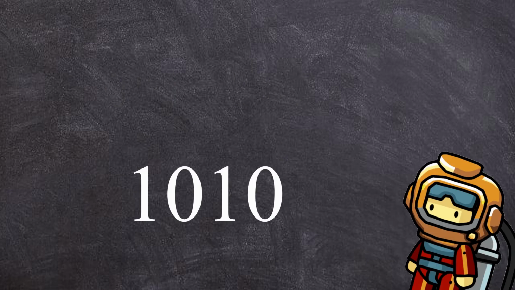Now to convert to hexadecimal, use 4 numbers. 1010 converted to decimal is 10, which is A in hexadecimal.